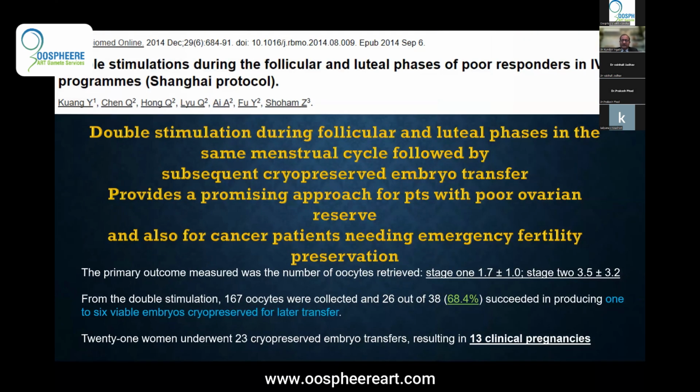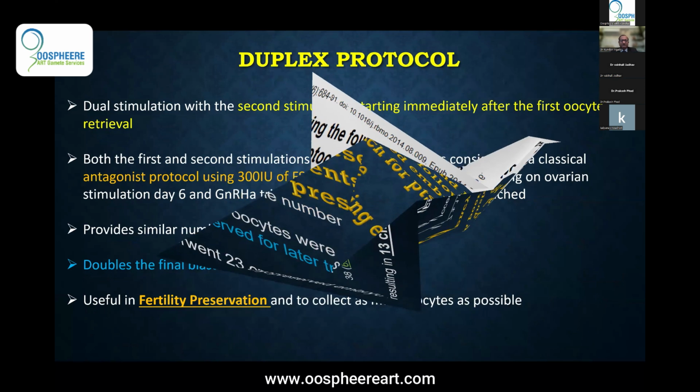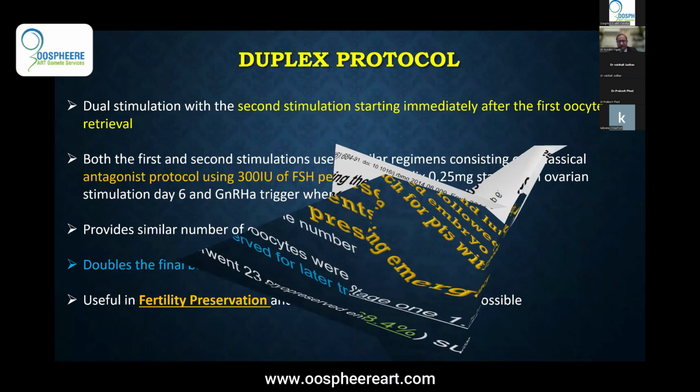So friends, it is typically said that whenever you want to do fertility preservation, especially in a cancer patient, you'll go for dual stimulation. It has also been shown to be a promising approach for patients with a low reserve. So maybe so low that in the first stimulation you get two oocytes, in the second stimulation you get one or two oocytes, and you will have 3 to 4 oocytes available for fertilization. Now, this was a bi-stimulation.